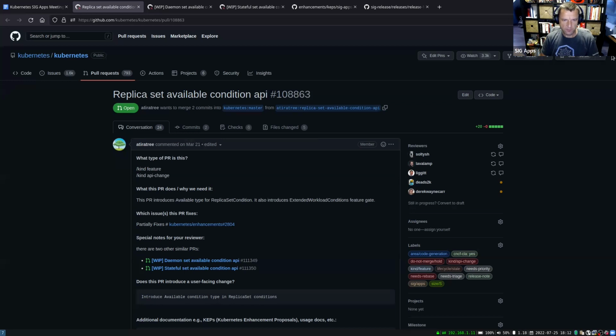I'm curious if anyone from the community has faced a replica set where they would be consistently not reaching the desired number of pods as defined in the replica set.